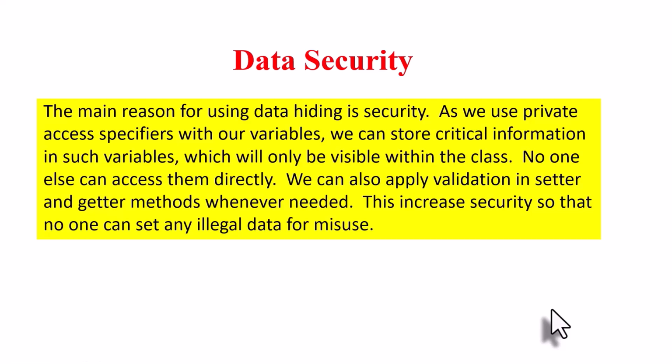As we use private access specifiers with our variables, we can store critical information in such variables, which will only be visible to the class. No one else can access them directly. We can also apply validation in setter and getter methods whenever needed. This increases security so that no one can set any illegal data for misuse.